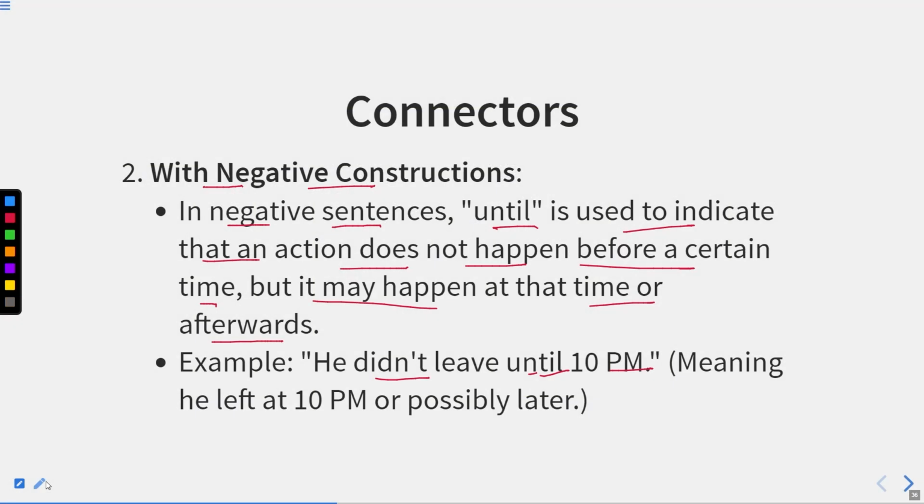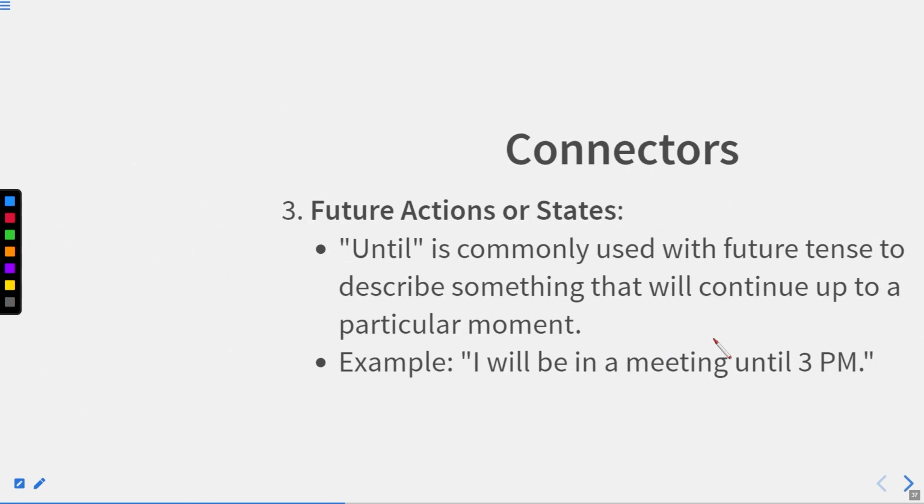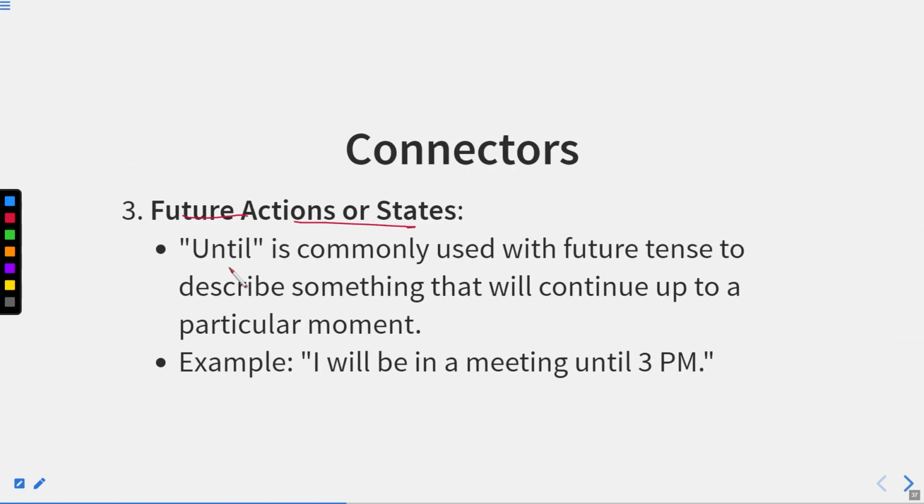The same case applies in unless as well. He didn't leave until 10 p.m., meaning he left at 10 p.m. or possibly later. Future actions or states: until is commonly used with the future tense to describe something that will continue up to a particular moment. I will be in a meeting until 3 p.m. It means till this time.